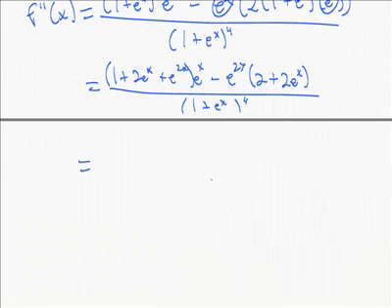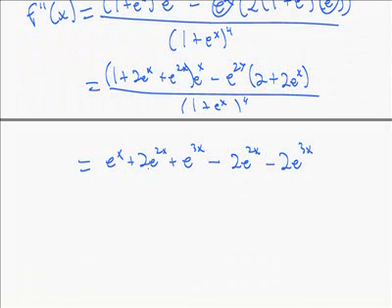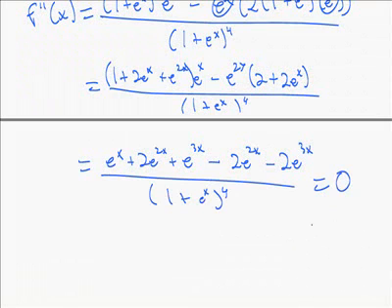If I distribute the e to the x on the top, I have e to the x plus 2e to the 2x plus e to the 3x, right? Because you just add the exponents there, 2x plus x, minus 2e to the 2x minus 2e to the 3x, all over my denominator, 1 plus e to the x to the fourth, which I really don't care about because I just want to know where this is equal to 0. I'm setting this equal to 0.